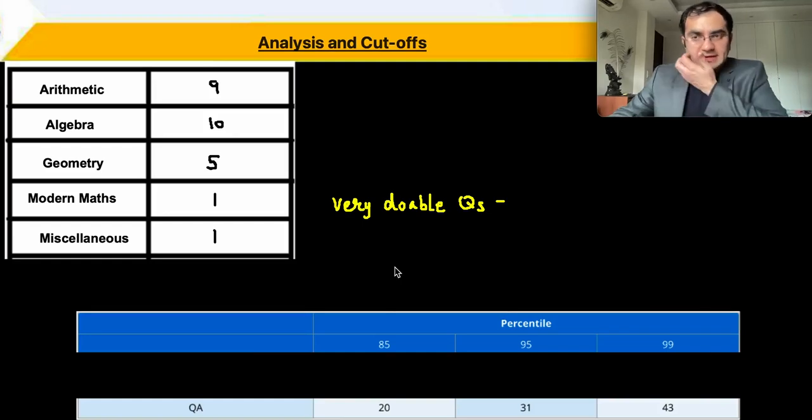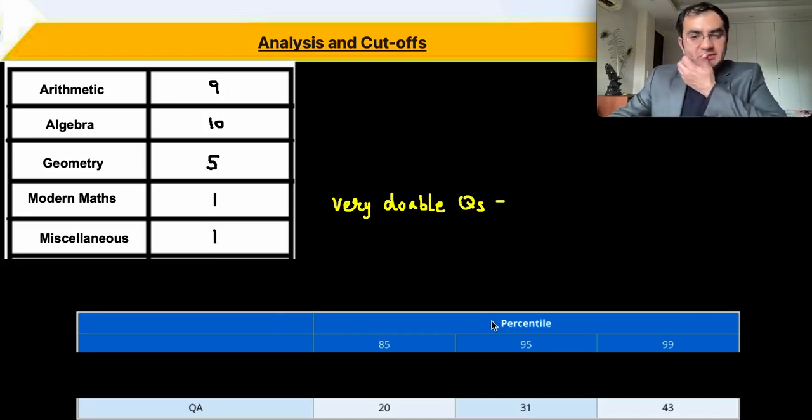So if we look at the analysis and cutoffs for the afternoon slot, again, the paper is very, very heavy in arithmetic and algebra, covering 19 questions in the paper. And then you have geometry 5 questions, modern maths, that's PNC 1 question, and then Venn diagrams, which was miscellaneous category 1 question. But what was the level of the questions?